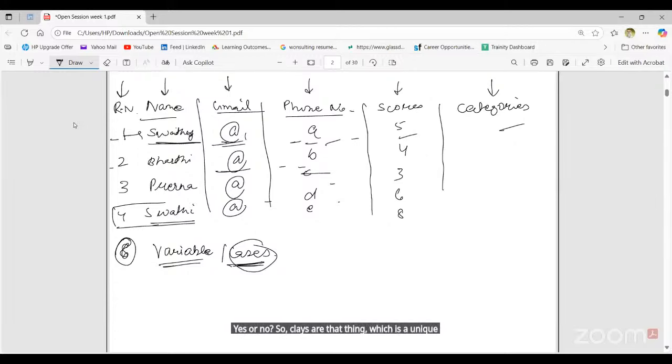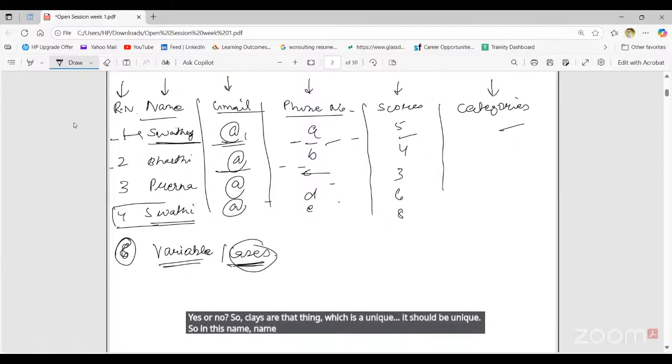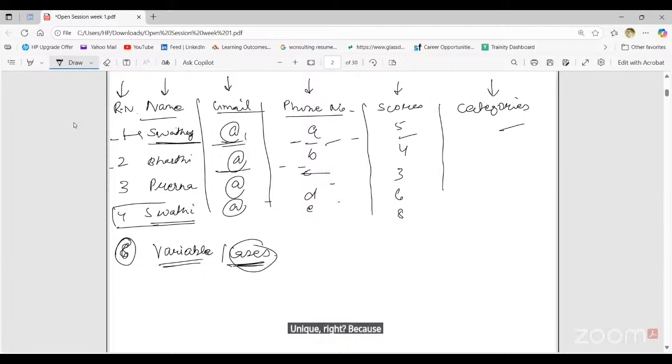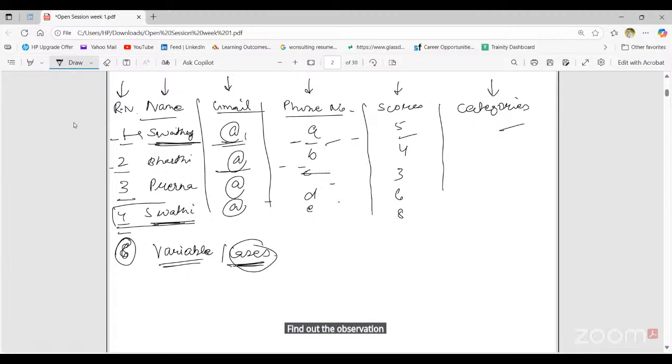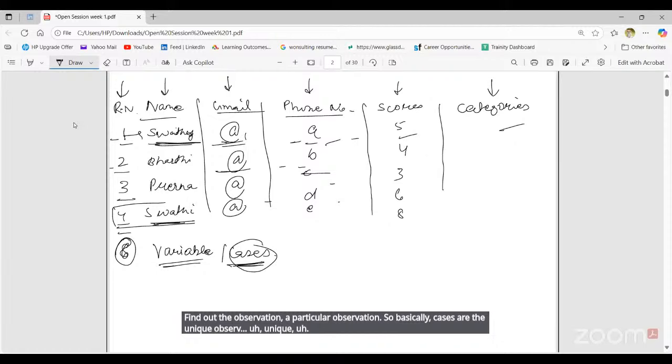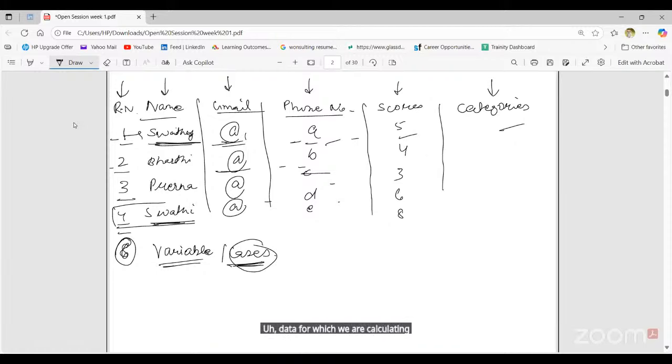It should be unique. In the name column, the name was not unique, because I have two of the same kind. But in the roll number, we have unique data, a unique observation. With the help of roll numbers, I can find a particular observation. So basically cases are the unique data for which we are observing things.